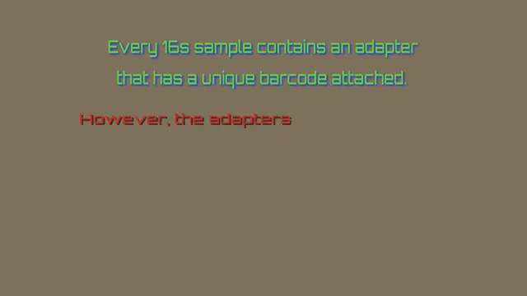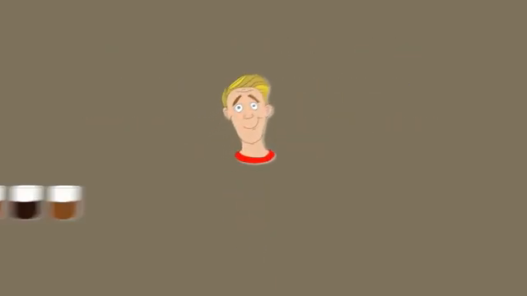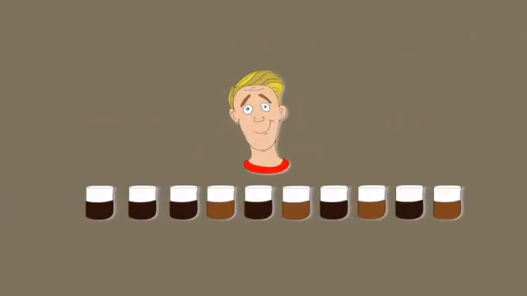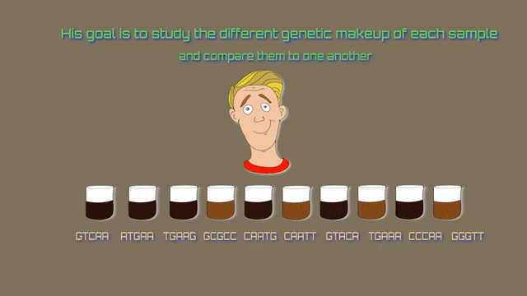However, the adapters are not unique. Think about this. Say a researcher has 10 different soil samples. His goal is to study the different genetic makeup of each sample and compare them to one another. He would place a different barcode on each sample to help distinguish the samples from one another.